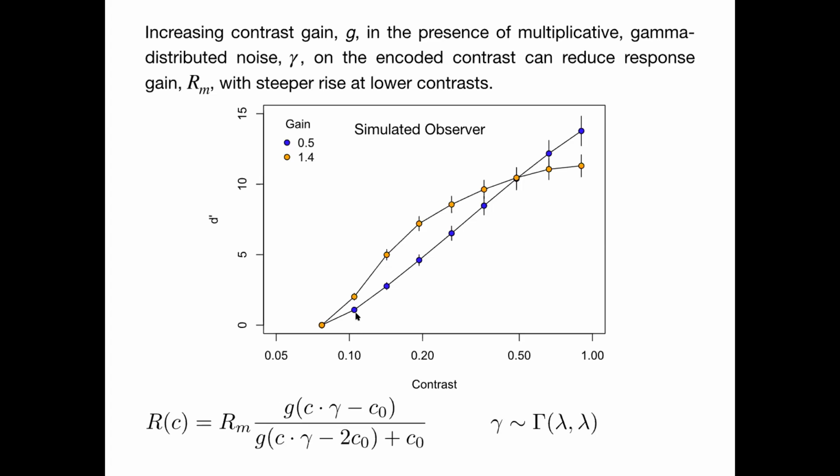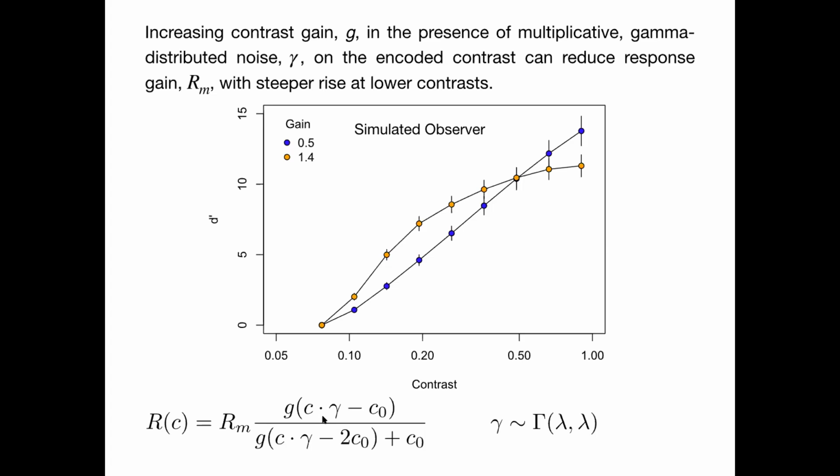In these curves you see the same Rmax and the same mean and standard deviation of the noise, and the only thing that differs between these 2 curves is the gain. The blue shows a low gain condition, which is similar to what you see in the normals. Now simply by increasing the gain by a factor of almost 3, you see an increase in the gain, but because of the noise, the curve is tailing off. It's also reducing the Rmax. So it's suggesting that the reduction in the response gain could be due to noise in the encoded contrast.